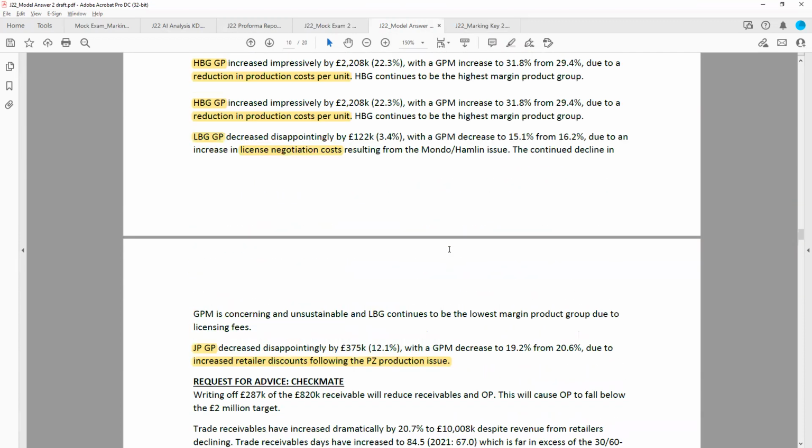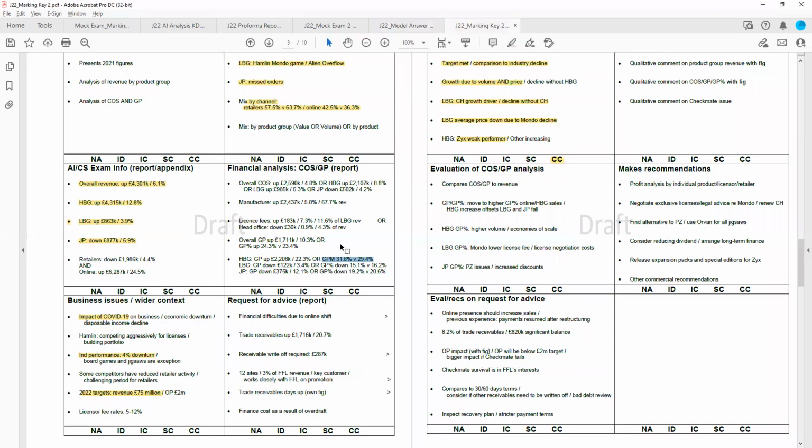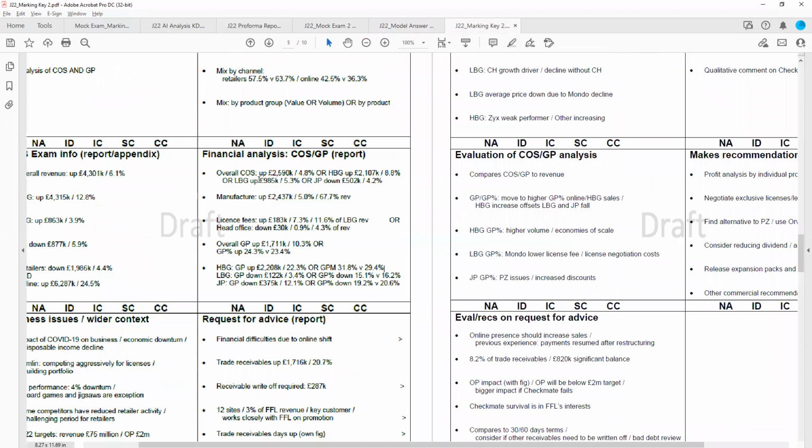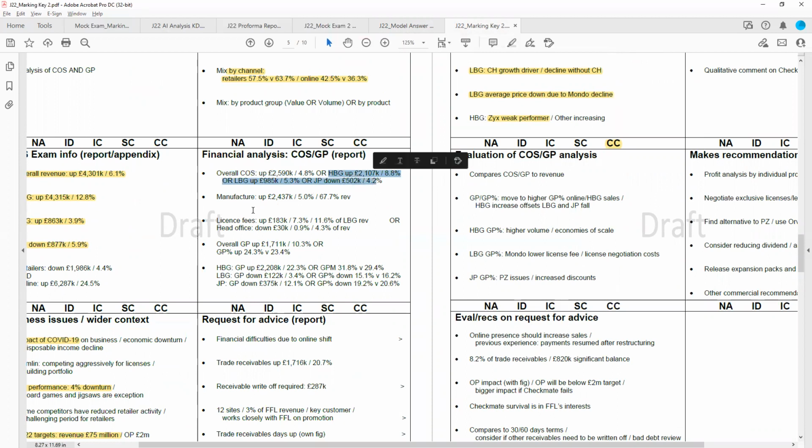So then, very similar exam technique. Same thing really. And you can see with the marking key here, we do have a bit of flexibility, a bit of leeway, because you could have done overall cost of sales, or you could have done it by the product groups. You could have looked at just gross profit, or you could have looked at some of the individual costs as well. So I think either way, if you did just look at the costs, or you did just look at the gross profit, you could have still got enough points here.